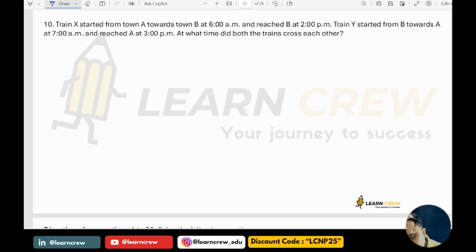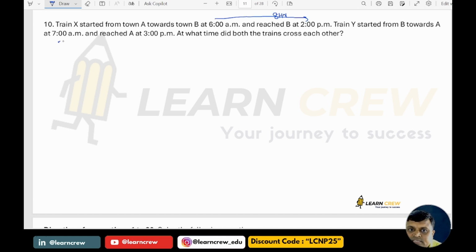Train X started from town A towards town B at 6 a.m. and reached at 2 p.m. Train Y started from B towards A at 7 a.m. and reached at 3 p.m. At what time did both the trains cross each other? So, if you observe clearly, the first train is taking 8 hours.